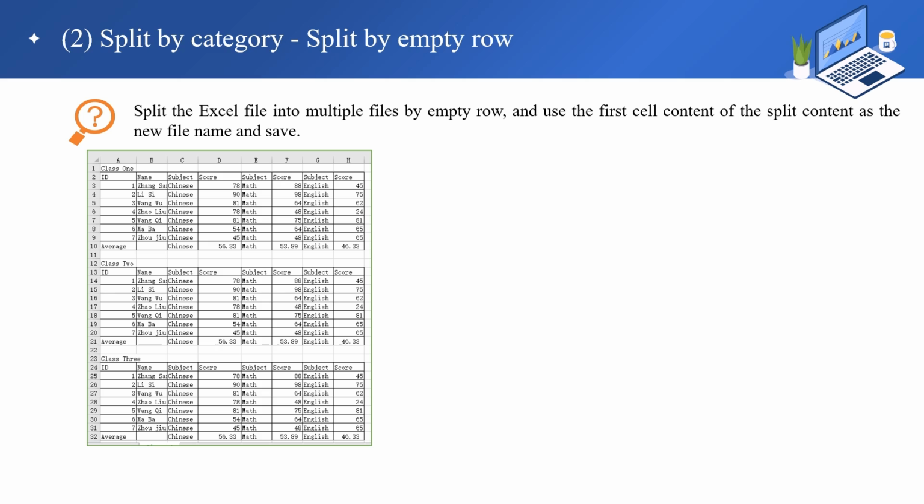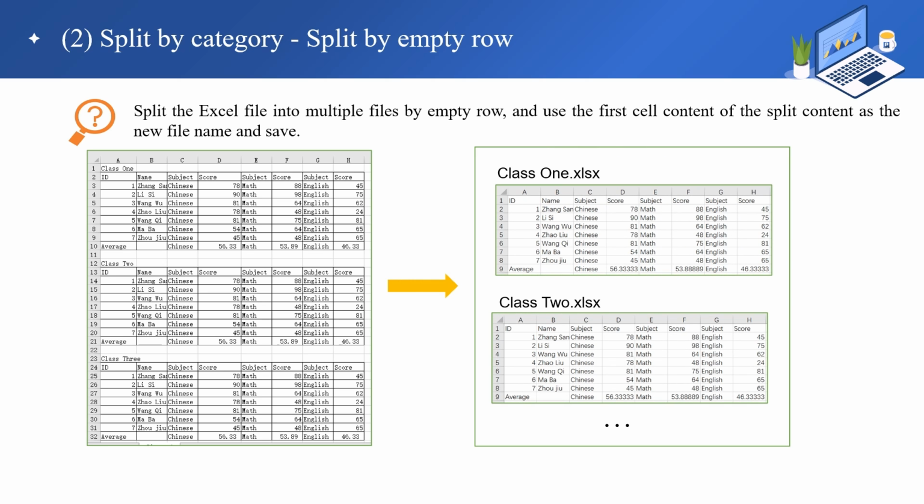Split by category: split an Excel table into multiple files by empty row. For example, there is an Excel file which stores the transcripts of several classes, with empty rows separating different classes. It is required to split the content based on empty rows and use the first cell content of the split content as the new file name to save. For example, save the transcript of class 1 as class1.xlsx, the transcript of class 2 as class2.xlsx, and so on.